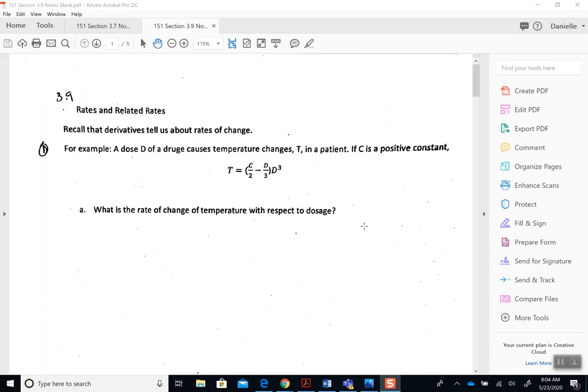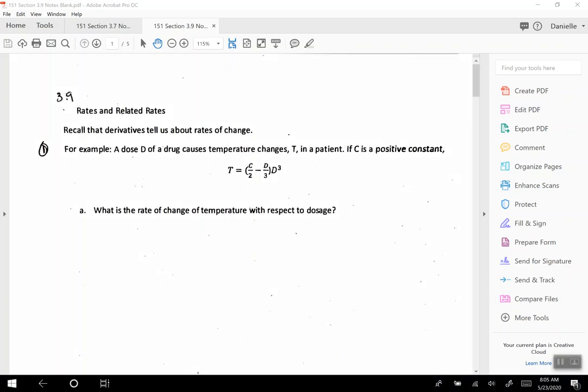All right, first thing, like I just discussed, let's recall that derivatives really tell us about rates of change. Like in 3.7, we're going to look at this in multiple different contexts. For example, let's say a dose D of a drug, and that should be drug without an E, of course, causes temperature changes T in a patient. If C is a positive constant, and we're given the equation T equals (C/2 minus D/3) times D cubed, what is the rate of temperature with respect to dosage?